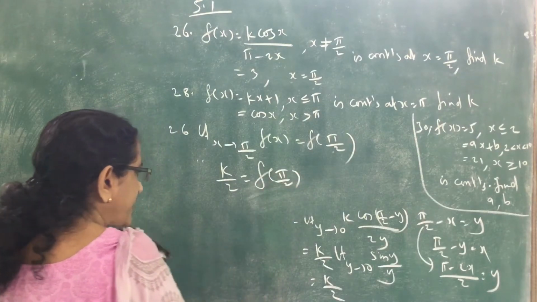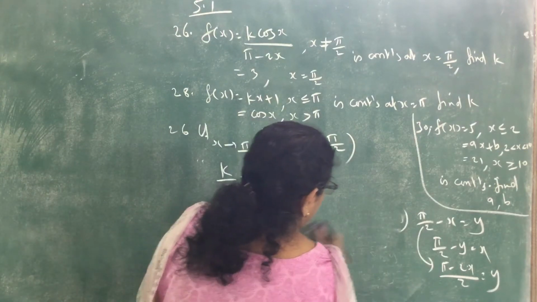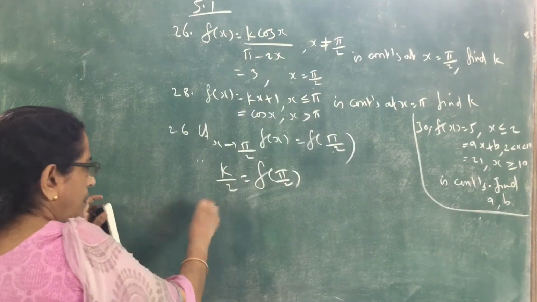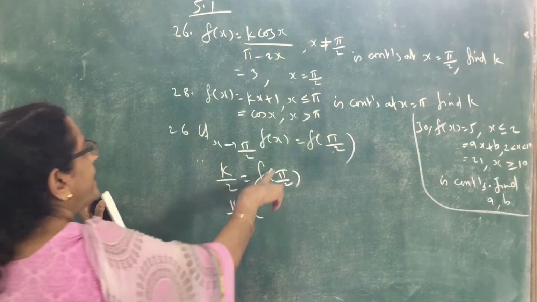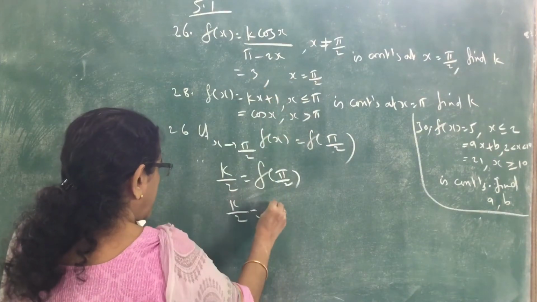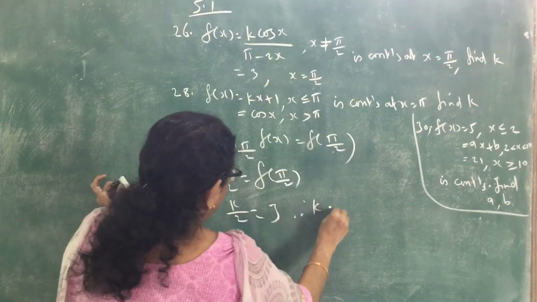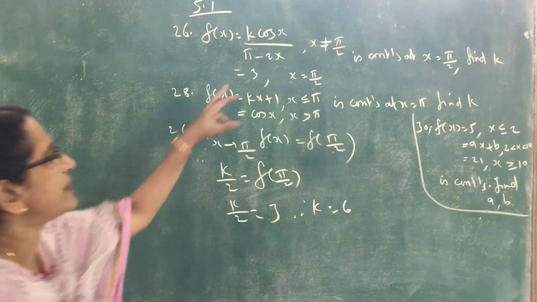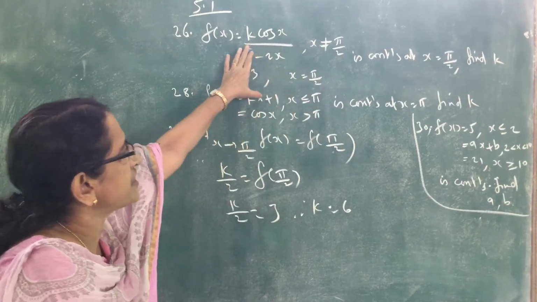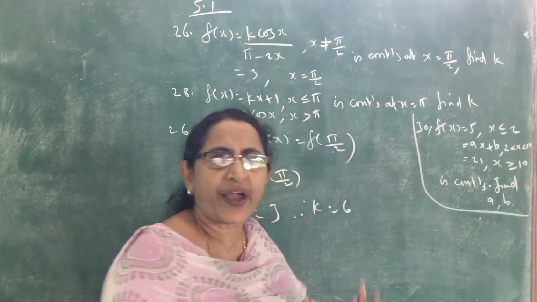What is f of pi by 2? k by 2 equal to f of pi by 2. f of pi by 2 equal to 3. So therefore k equal to 6. Cross multiplying, we get k equal to 6. So that is the question: find the value of k if the function is continuous at x equal to pi by 2.